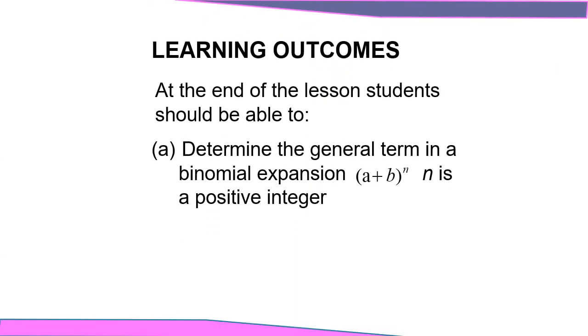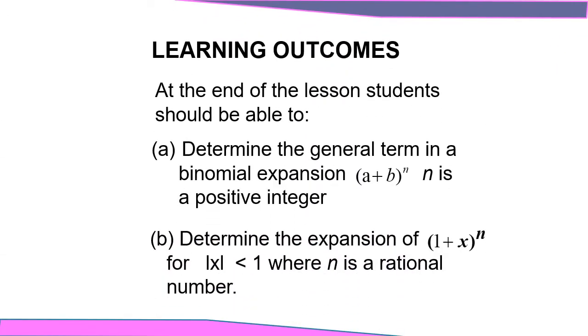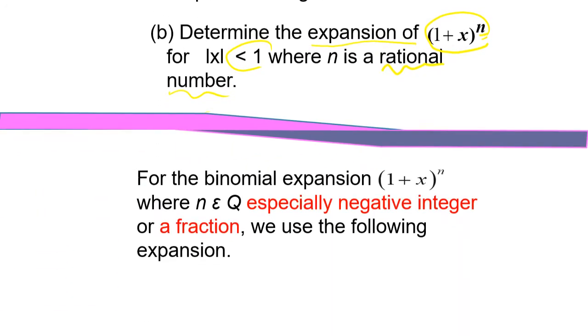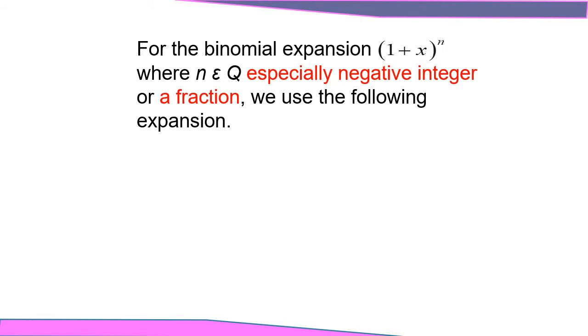Okay, let's continue with the next subtopic, which is to determine the expansion of (1 + x)^n, where the absolute value of x is less than 1 and n is a rational number. For the binomial expansion (1 + x)^n, where n is a rational number, especially a negative integer or a fraction, we use the following expansion.